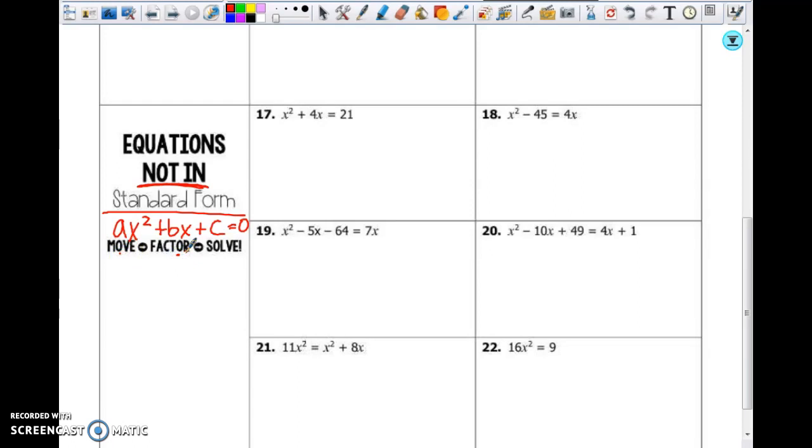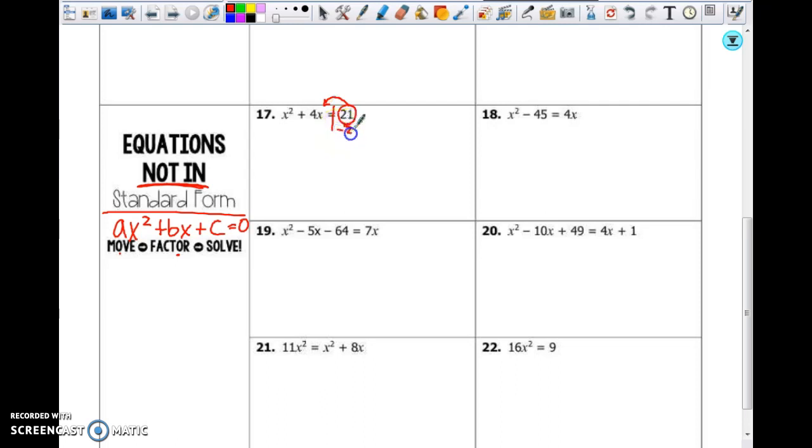So here, we'll take it easy. We'll do number 17, right? It's not equal to 0. There's not a 0 over here. So how would I get rid of this positive 21? Right? I need to move the positive 21 to this side. And how do we do it?